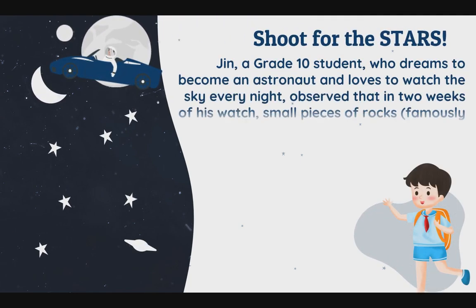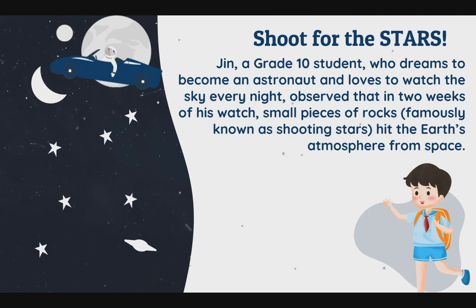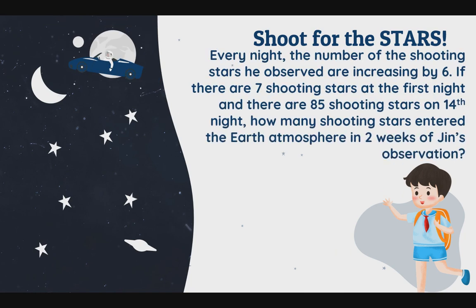Shoot for the stars. Jean, a grade 10 student who dreams to become an astronaut and loves to watch the sky every night, observed that in 2 weeks of his watch, small pieces of rocks, famously known as shooting stars, hit the Earth's atmosphere from space. Every night, the number of shooting stars he observed is increasing by 6. If there are 7 shooting stars on the first night and 85 shooting stars on the 14th night, how many shooting stars entered the Earth's atmosphere in 2 weeks of Jean's observation?